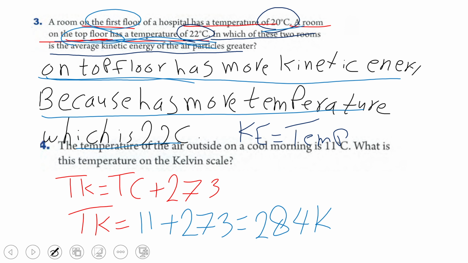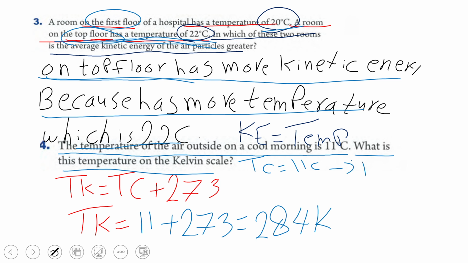Last question about this section. The temperature of the air outside on a cool morning is 11 Celsius. We have a temperature in Celsius equal to 11 Celsius. What is this temperature on the Kelvin scale? Convert to the Kelvin scale, T K.